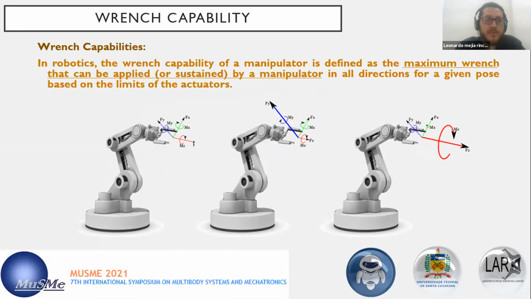Formally, talking about range capability, this phenomenon can be defined basically as the maximum range that can be applied or sustained by a manipulator in all the directions for a given pose and based on the limits of its actuators. So in this case, you can, for example, have a maximum force or a maximum moment in a specified direction.